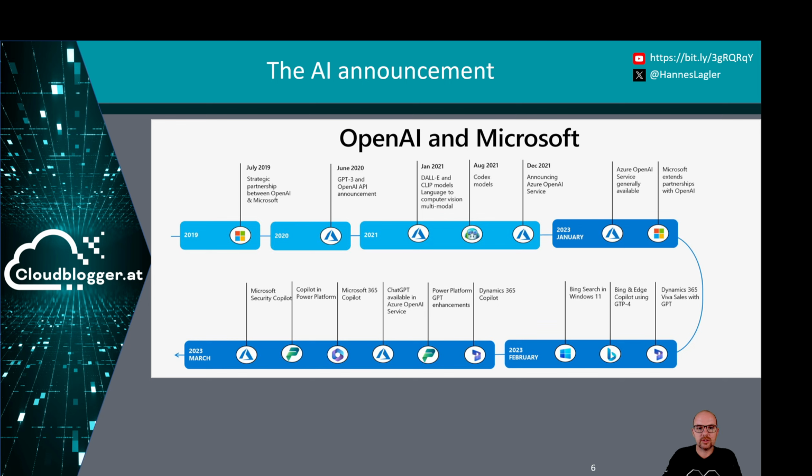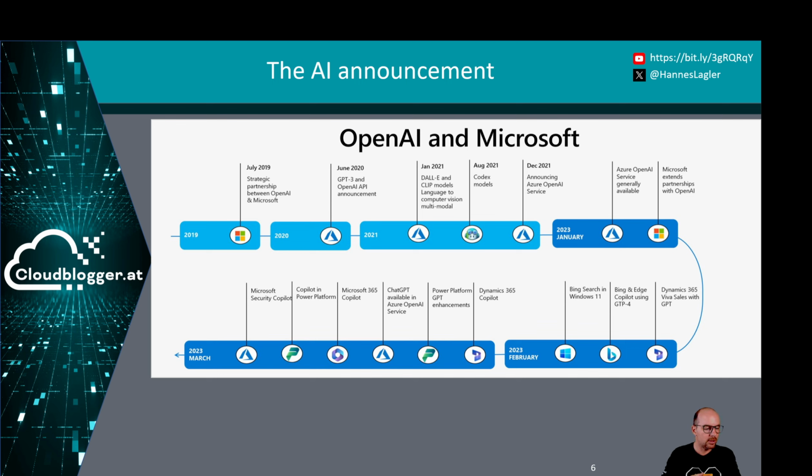So when we think about AI and Microsoft, what you can see here is Microsoft is starting in 2019 with the partnership with OpenAI, and then in June 2020, Microsoft and OpenAI announced GPT-3. Then it goes ahead with DALL-E, with Codex models, then with the announcement that Azure OpenAI Service is available inside Microsoft.